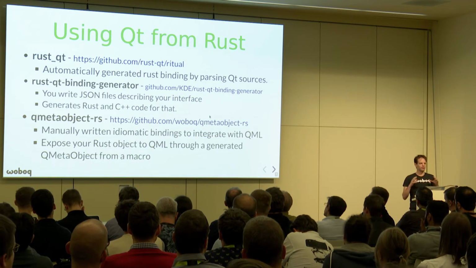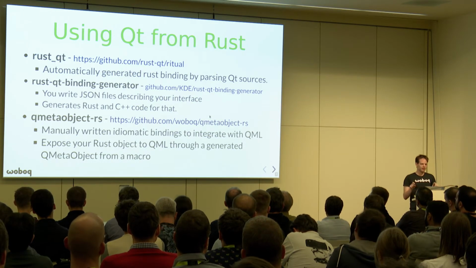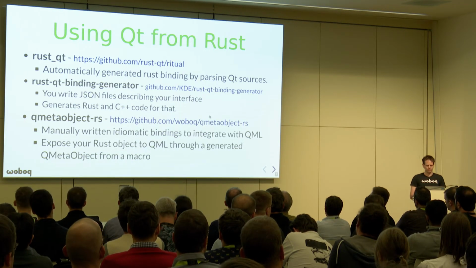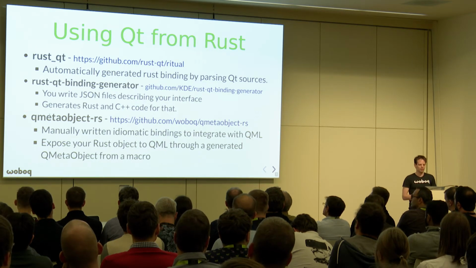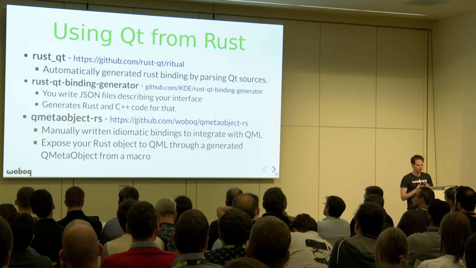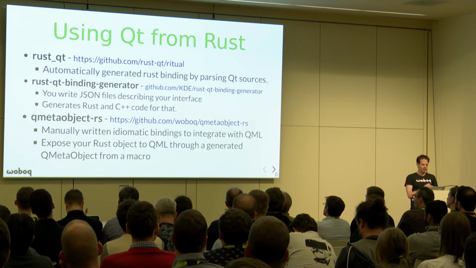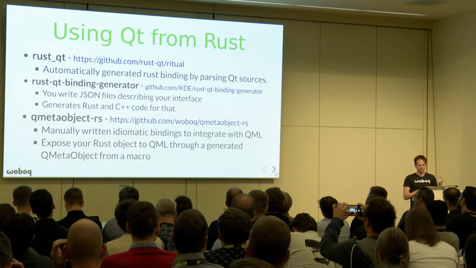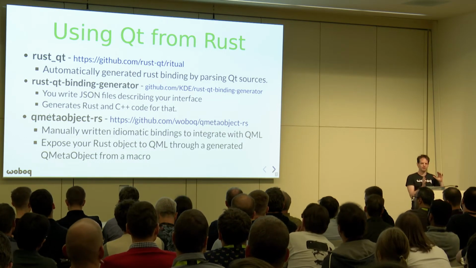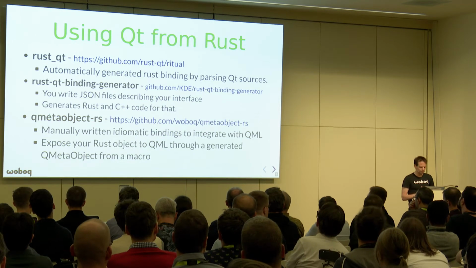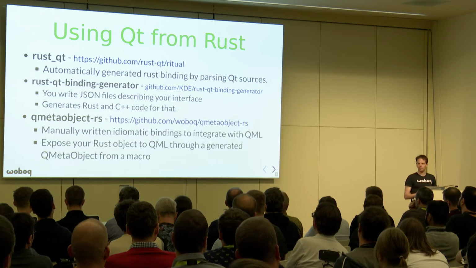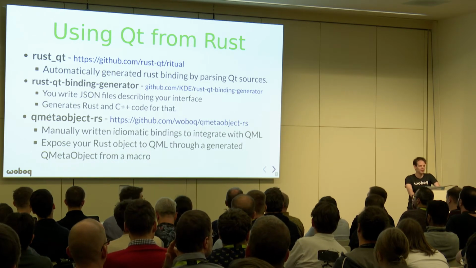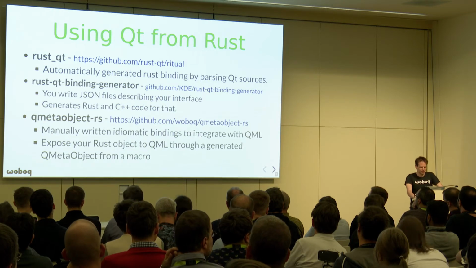I really wanted you to write your Rust code just as if today you would write C++, and it would just magically integrate with QML. And this is what I did with qmetaobject-rs, which is the library I wrote. It has a manually written binding for a very small API surface, just enough to run QML, and a way to expose your Rust object to QML using small macros, similar to the Qt macros.